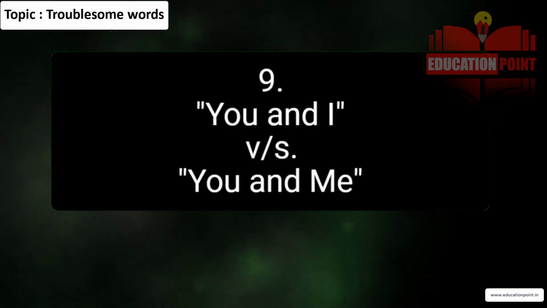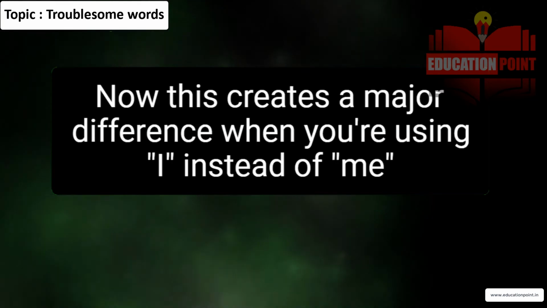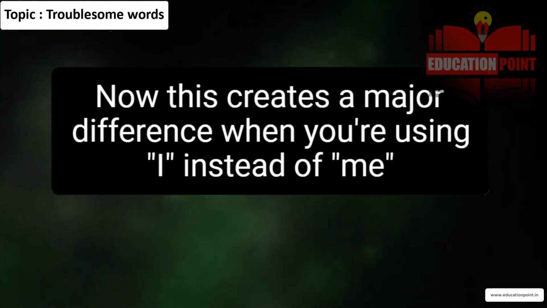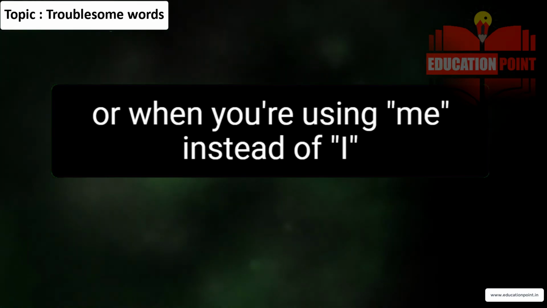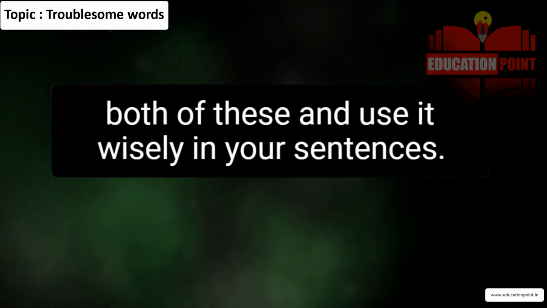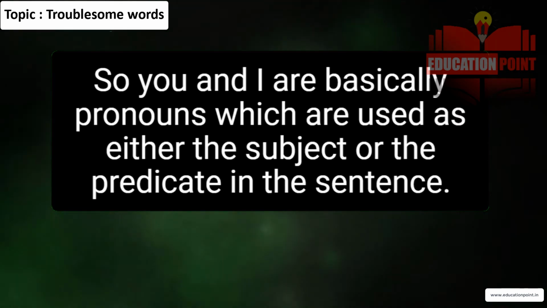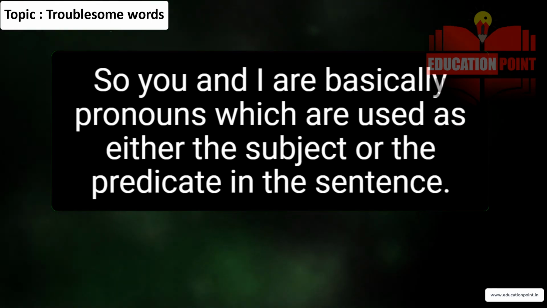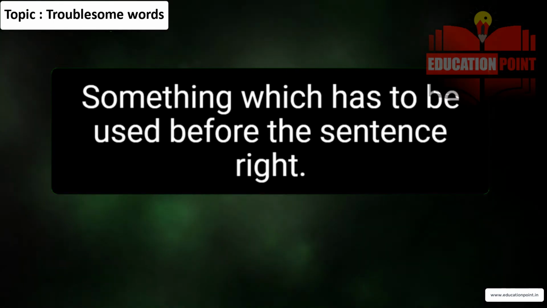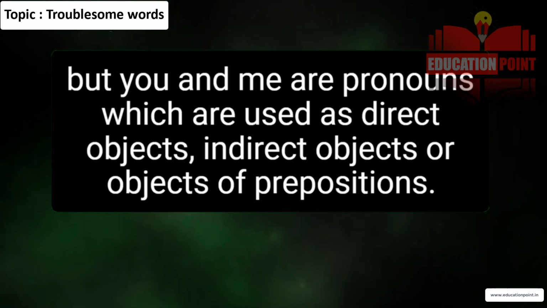The ninth set of words is you and I versus you and me. Now this creates a major difference when you're using I instead of me or when you're using me instead of I. So it's very important to understand the difference between both of these and use it wisely in your sentences. So you and I are basically pronouns which are used as either the subject or the predicate in the sentence, something which has to be used before the verb, right? Example, you and I are going. The winners are you and I.